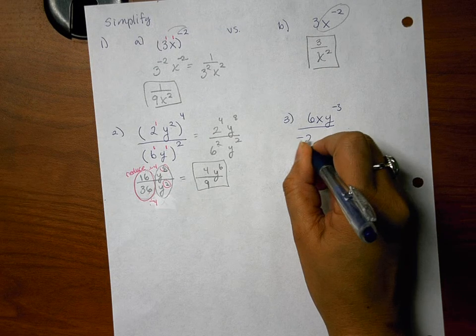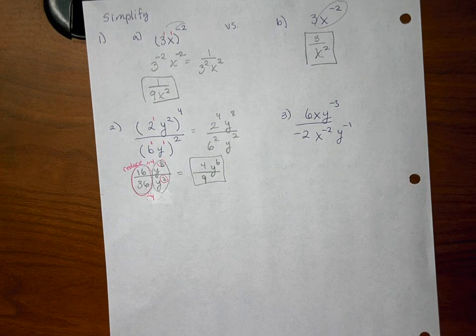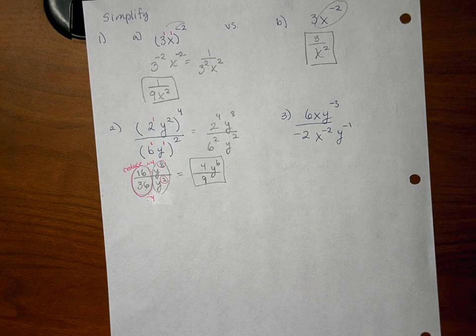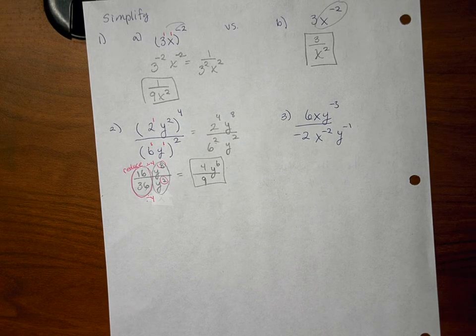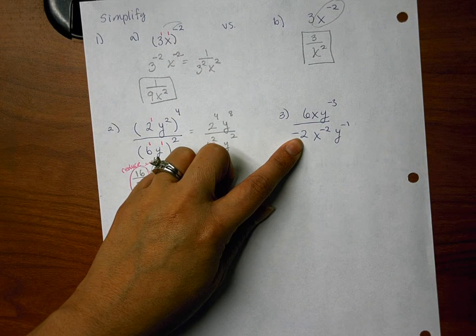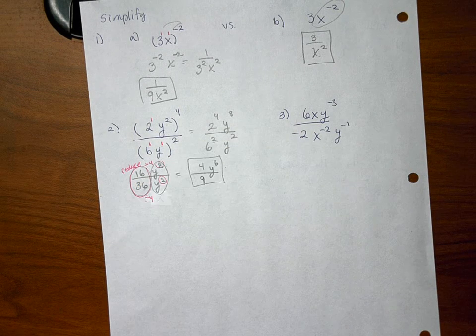Okay, number 3. 6xy to the negative 3 over negative 2, x to the negative 2, y to the negative 1. You do have plenty of these on the test as well. What you do here first, before doing any adding or subtracting of exponents, is move your negative exponents. Move them around. If they're at the top, move them down. If they're at the bottom, move them up.